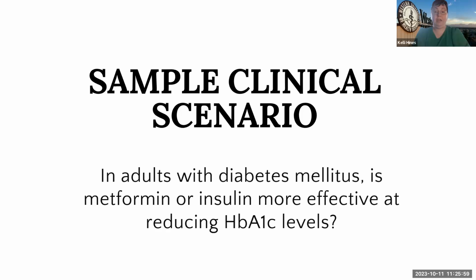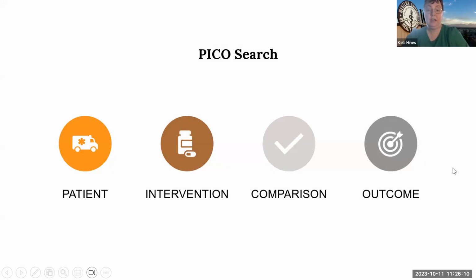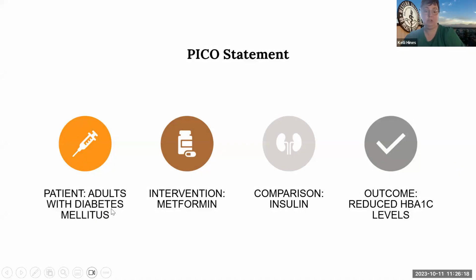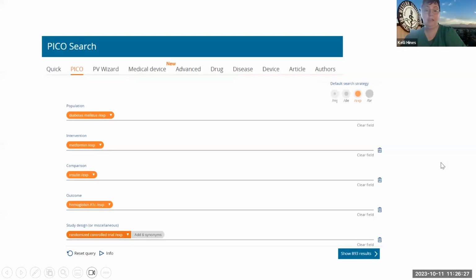So let's say we have a sample clinical scenario. In adults with diabetes mellitus, is metformin or insulin more effective at reducing HbA1c levels? This is a classic PICO search. You have your patient, your intervention, your comparison, and your outcome. So adults with diabetes mellitus, intervention metformin, comparison insulin, and outcome reduced HbA1c levels.